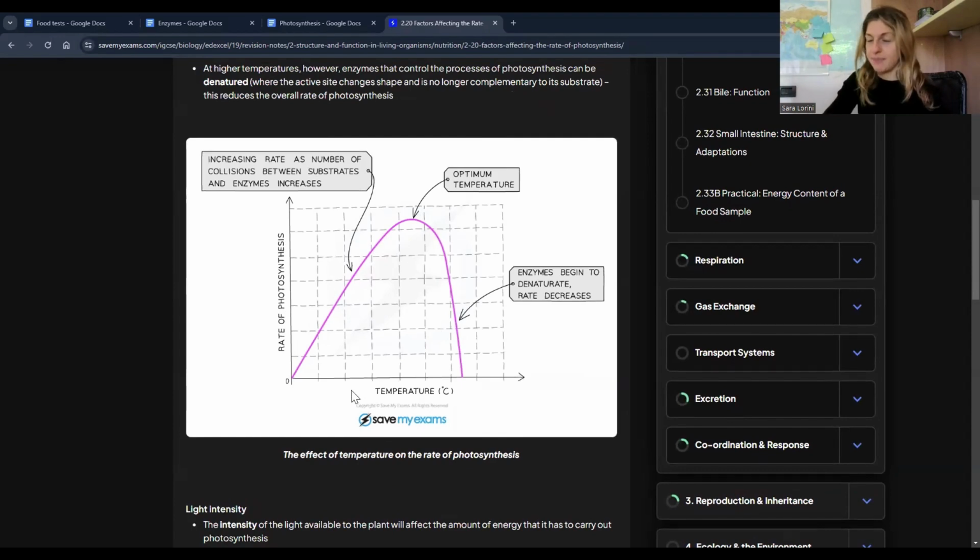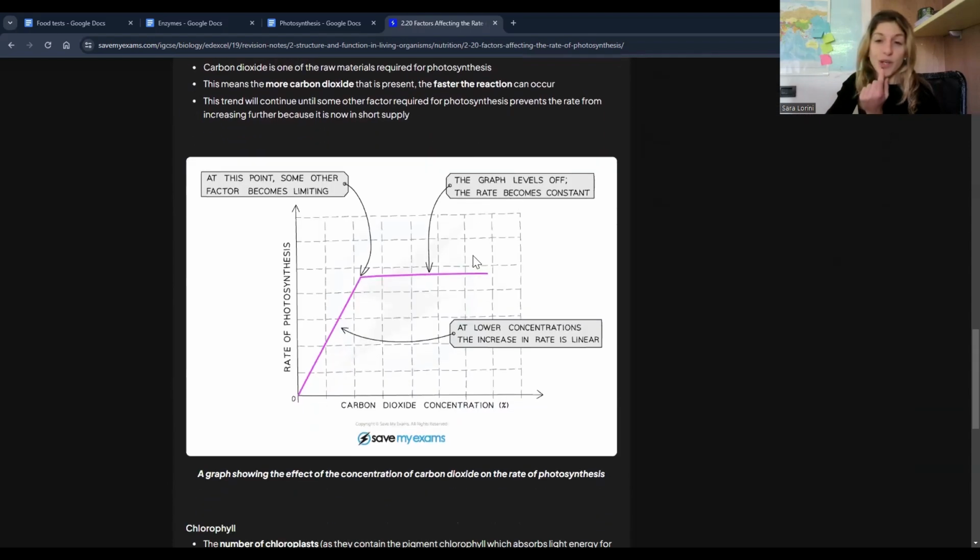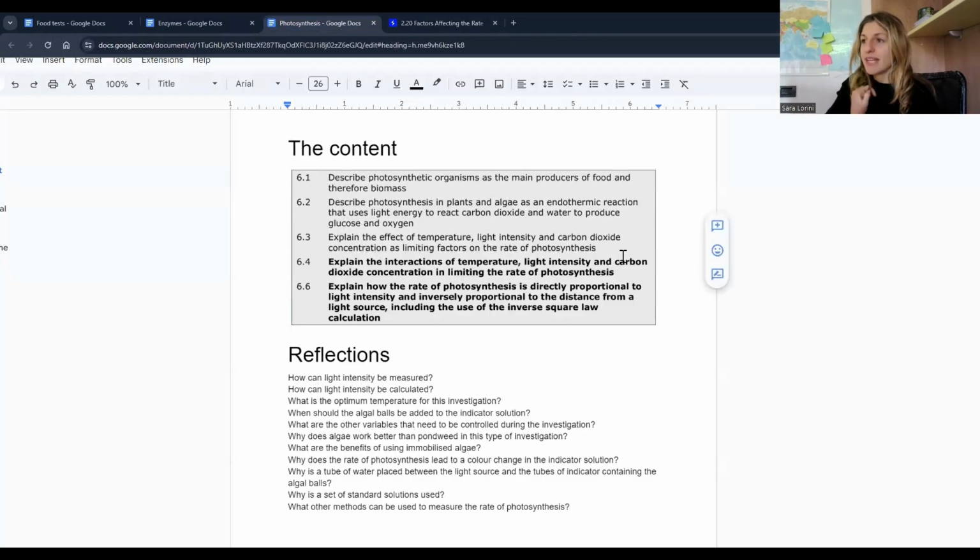Okay, very important. Light intensity. This is the change: at lower light intensity, the rate increases until something else becomes the limiting factor. The graph levels off, because it doesn't matter if you keep increasing the light; it could be carbon dioxide or water that are the limiting factors. Same for carbon dioxide. There is always one point at which other factors become limiting, so it doesn't matter if you keep increasing the variable. Okay? Remember that that's the other things. And I think it's okay.